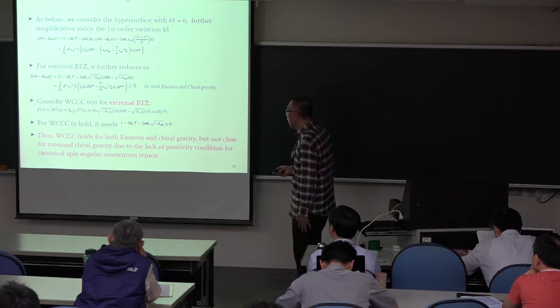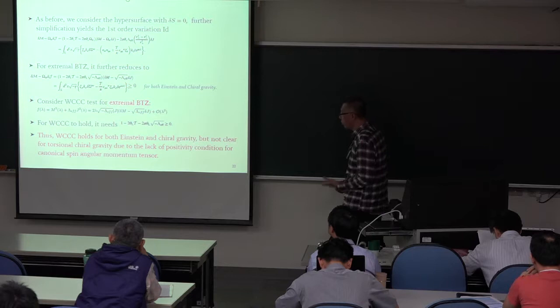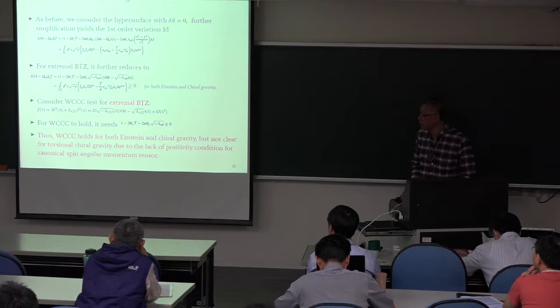Even so, it looks like I can simply assume that if this is positive and this is positive, then in some sense I can say cosmic censorship for the Kerr black hole is also okay. But if we have torsion, then things are hard to say. At least for Einstein gravity, we don't mind the cosmic censorship. For torsion gravity, it seems to become complicated.